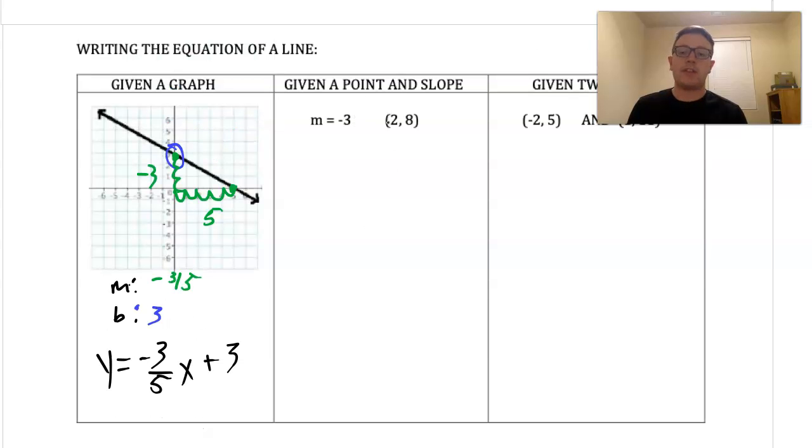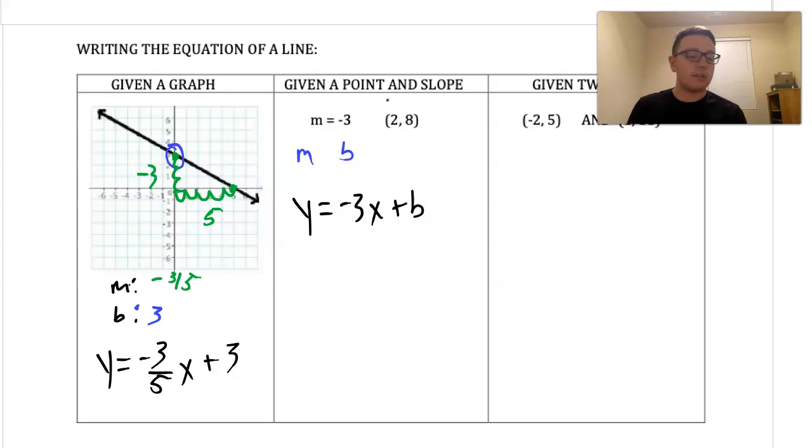How do we do this if we have a point and a slope? Well, what do we need for slope-intercept form? We need m and we need b. We don't have b though. So what are we going to do? Well, let's just try to do what we know how to do. Let's put in m because we know what it is. We know y is going to be equal to m, which is negative 3, x plus b. And now we're stumped. How do we get b?